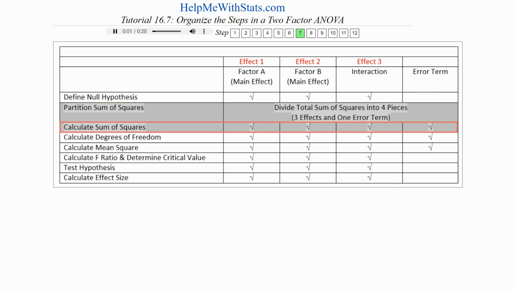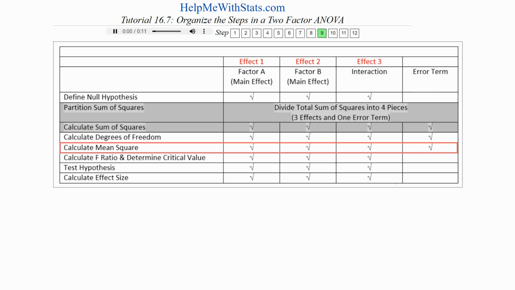Next, we need to calculate the sum of squares for each of the four terms. Sometimes, this time-consuming step will be unnecessary because the sums of squares will be provided to reduce the time to solve the analysis. This step and the previous step are grayed out because these steps won't be performed for most problems. Next, we calculate the degrees of freedom for all four terms.